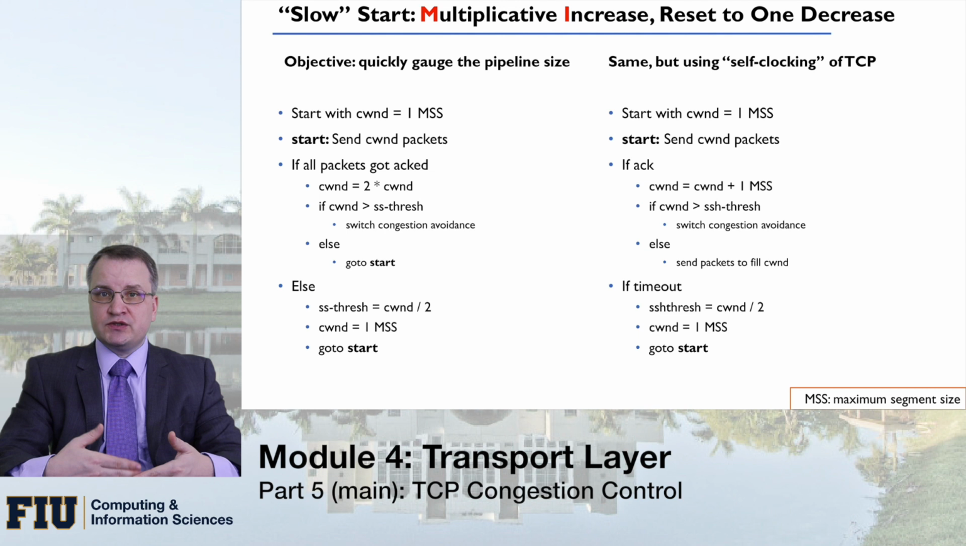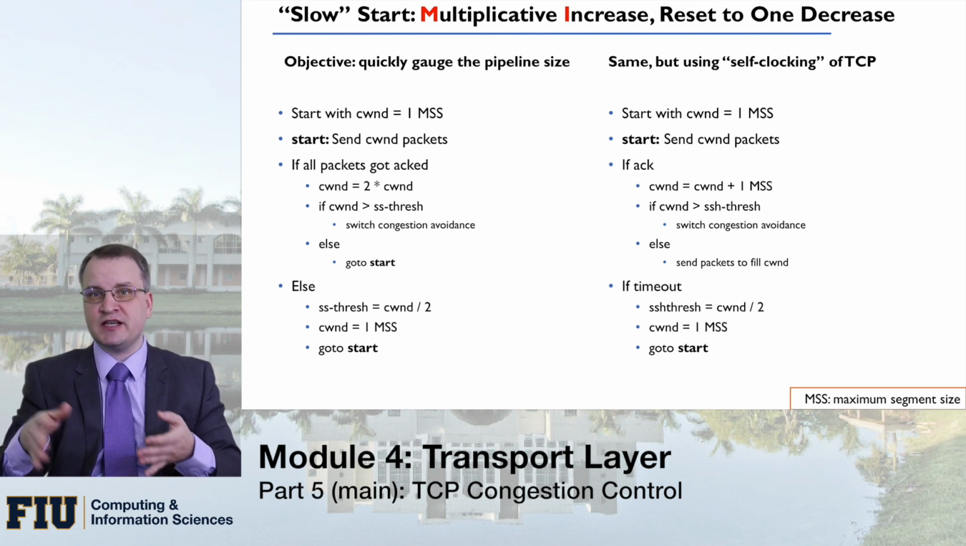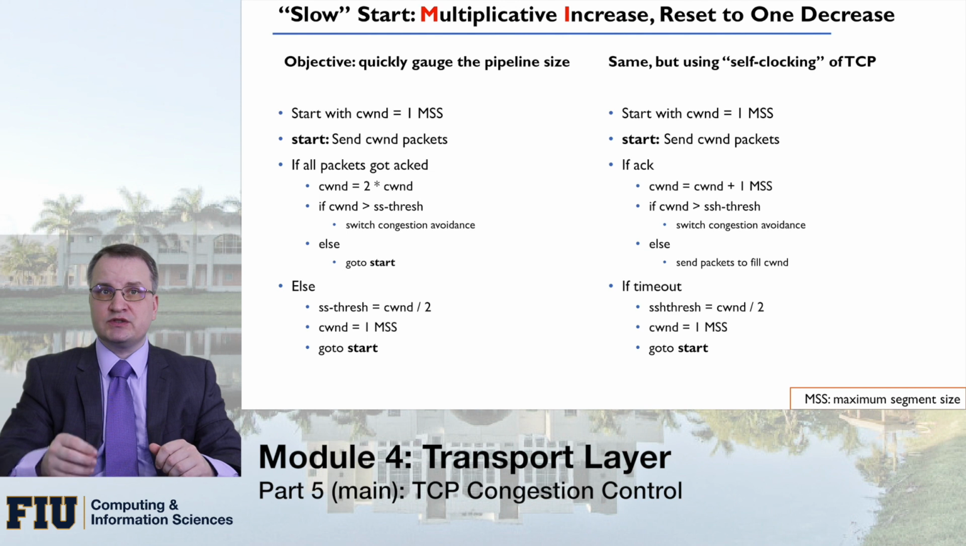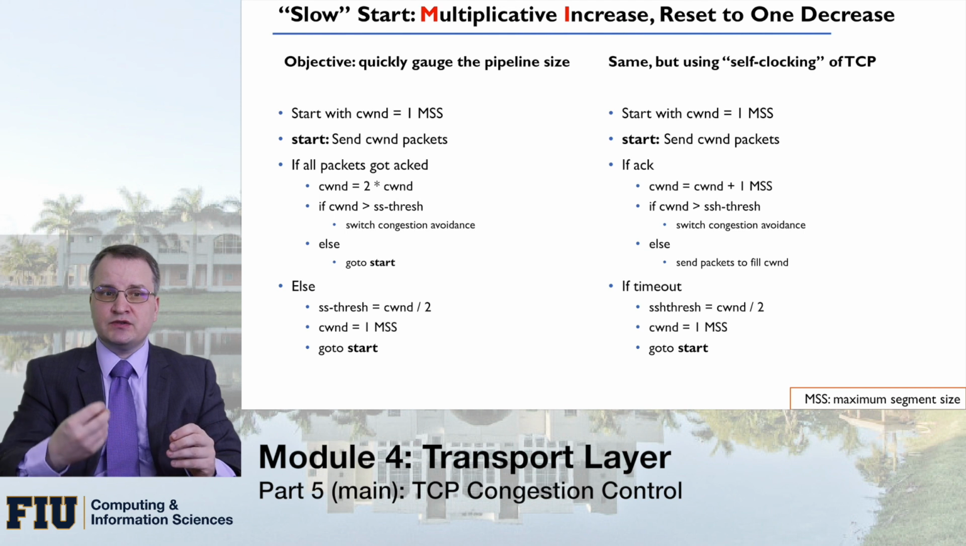If all the packets that you sent out in one batch have been acknowledged, then you double your congestion window. If it was 1, you increase it to 2. If it was 2, you increase it to 4. If it was 4, you increase to 8. If it's 8, to 16, and so forth. What you need to remember on the left side is that all those increases happen on a round trip scale.